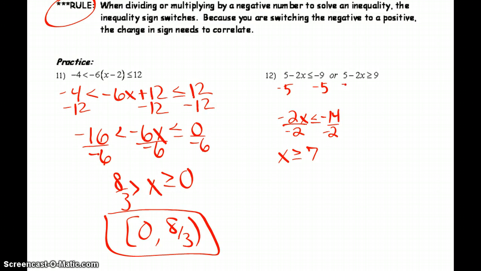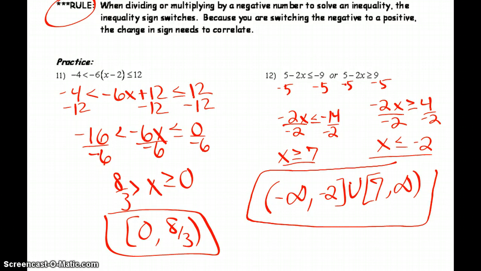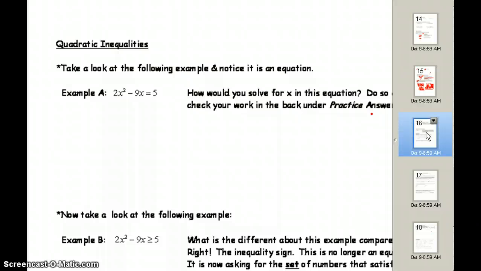In this inequality, again, we subtract the 5. We divide by -2, which switches our sign, so x becomes less than or equal to -2. In this situation, your starting boundary is -infinity, and it ends up at -2 with a bracket. Then it picks back up at 7 with a bracket, and it leaves off at infinity. And your union sign means or. That's the end of compound inequalities.